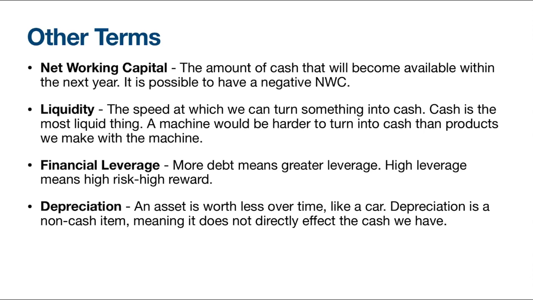There's this concept of liquidity. Liquidity is the speed at which we can turn something into cash. Cash is going to be the most liquid thing. We can spend it right away. But let's say we have something like a machine that we own. It's going to be a lot harder to turn that into cash. And let's say we have inventory. Well, the inventory is going to be a little bit easier to turn into cash because we can sell that pretty much right away. So cash is the most liquid. Inventory is something that's fairly liquid. And then long-term assets are not that liquid.